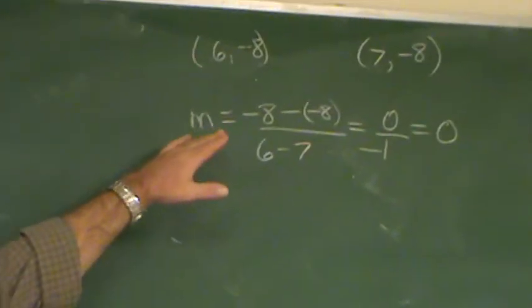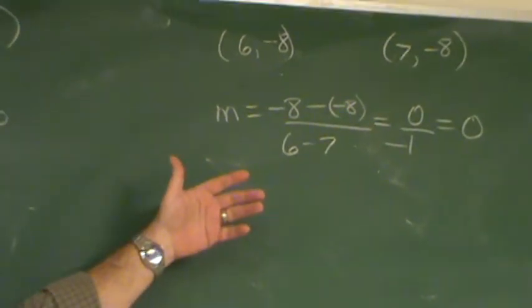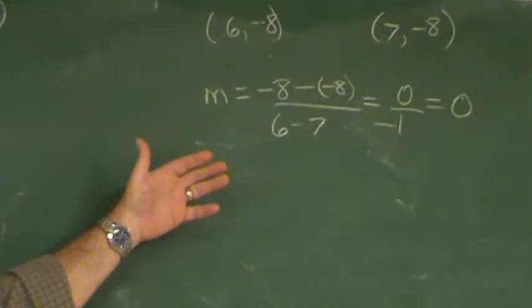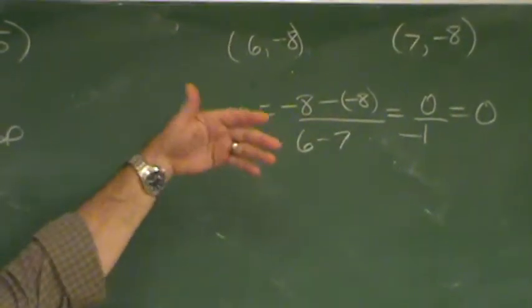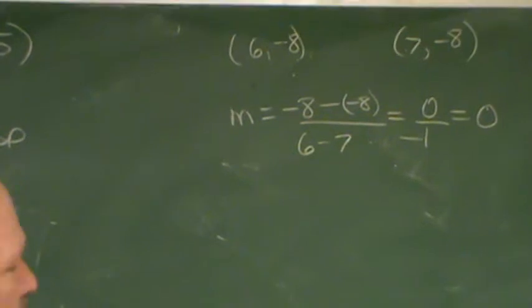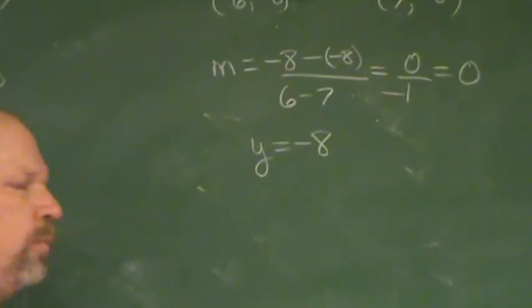If the y-coordinates are exactly the same, if your slope is 0, well here you can still use the point slope form, but you're kind of killing the fly with a bazooka. If you look at this and think about it, the y-coordinate, no matter what x is, is always negative 8. So the equation of this line would be y equals negative 8.